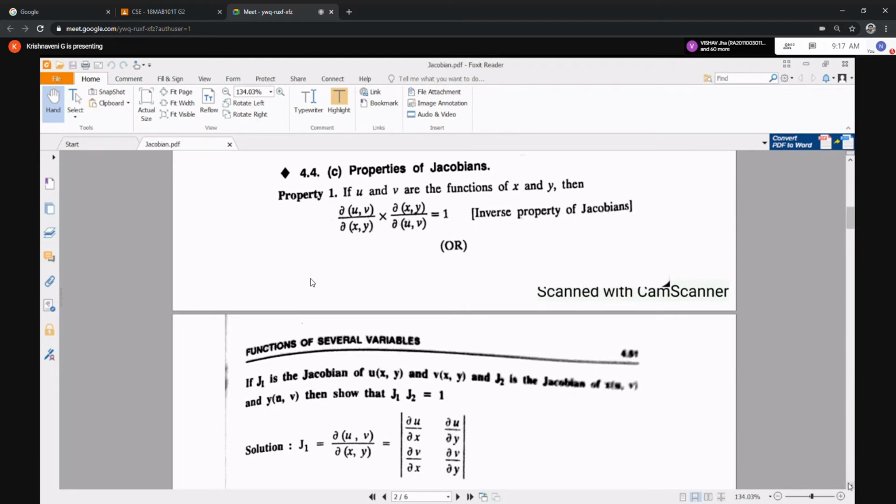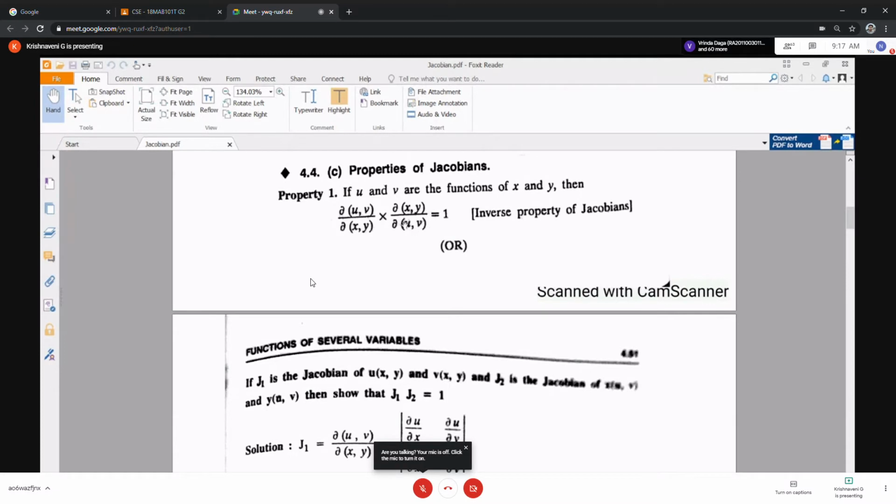Guys, first property: if u and v are functions of x and y, then dou of (u, v) by dou of (x, y) into dou of (x, y) by dou of (u, v) equals 1. Okay, this is the property statement.